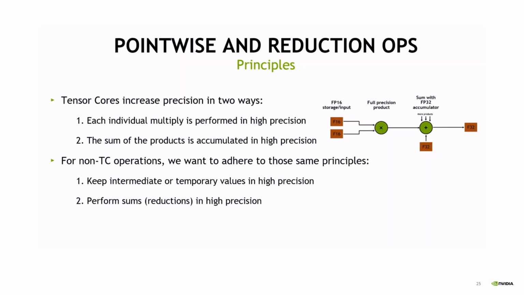It's really important. So we will not lose any important information for these ops when we do any operations on TensorCores. But this doesn't guarantee the same for other neural network operation types. And those two principles, like keep intermediate or temporary values in high precision and perform sums or reductions in high precision too, are principles to keep in mind when we talk about non-TensorCores operations.